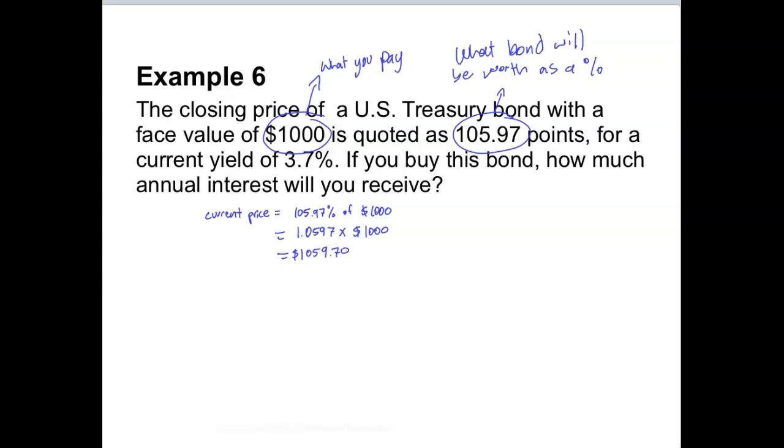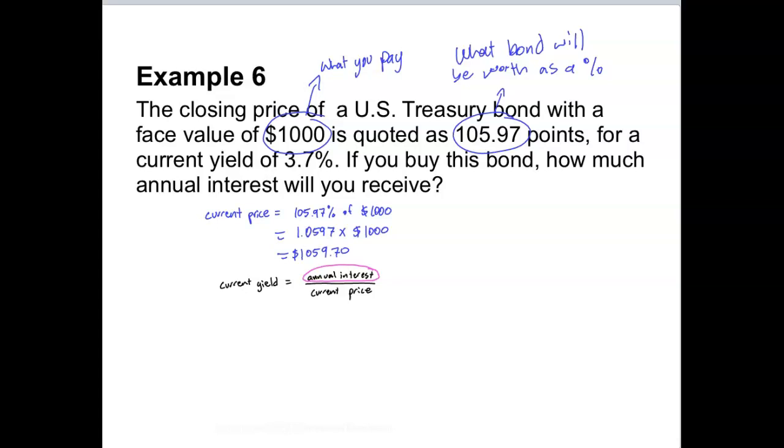All right, the formula we had was current yield equals annual interest divided by current price. The thing that they're asking us to solve for in this case is the annual interest, right? So we want to solve for annual interest. So all we'll do is input the current yield and the current price, which we know.